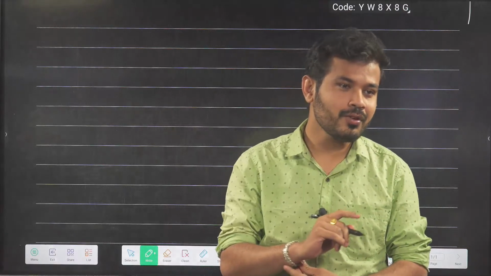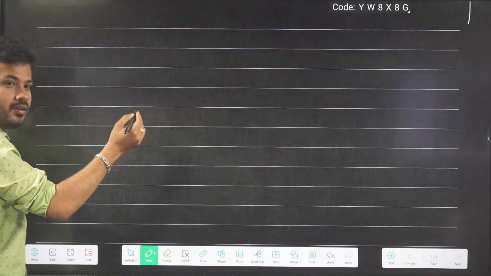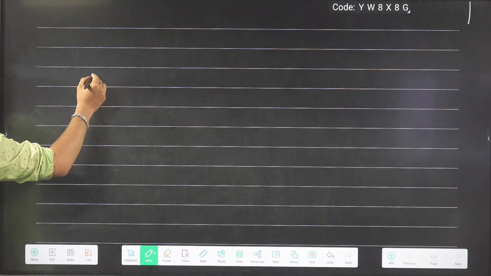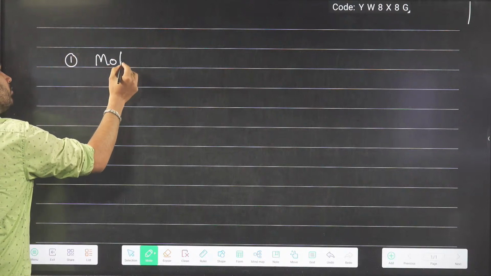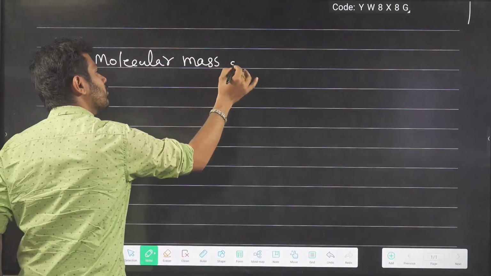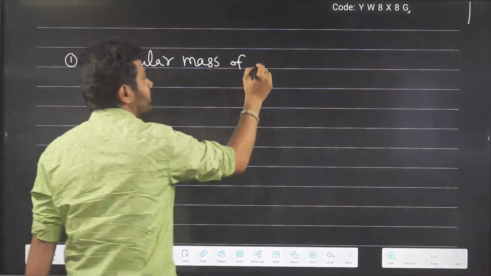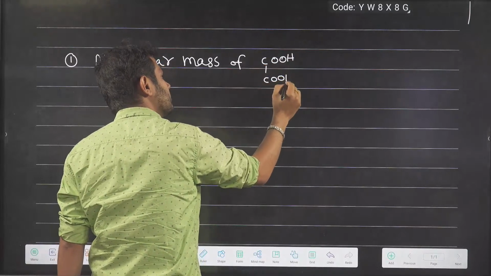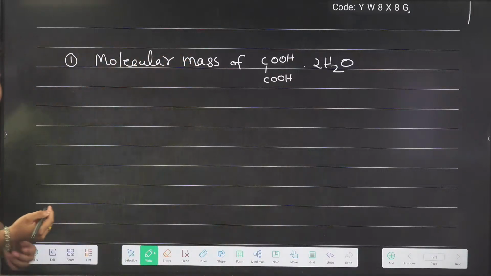Okay, question number 1. Very good. We'll proceed with the doubt itself. So what was the question number 1? It was all about the molecular mass of oxalic acid dihydrate, if I remember right. The molecular formula was COOH dot 2H2O. For this molecule, we have to find the molecular mass.